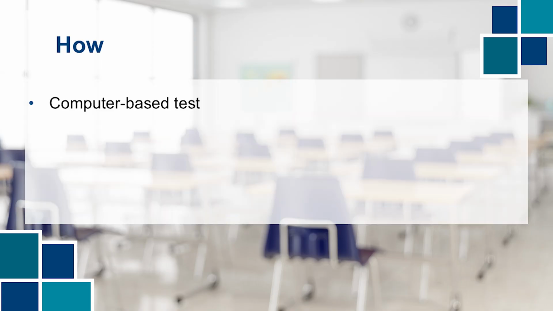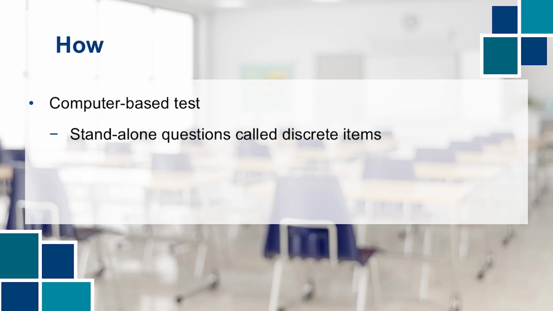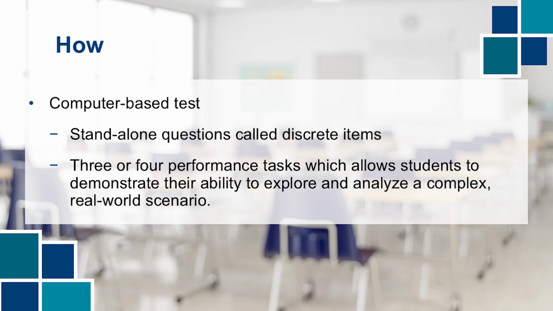CAST is an untimed, computer-based test that consists of standalone questions called discrete items, as well as 3 or 4 performance tasks. There are several types of items on CAST, and different item types elicit different information about student learning. For example, the evidence of student learning from a multiple choice item is different than the evidence from a constructed response item. The performance task allows students to demonstrate their ability to explore and analyze a complex real-world scenario. This allows students to apply their knowledge and higher-order thinking skills.